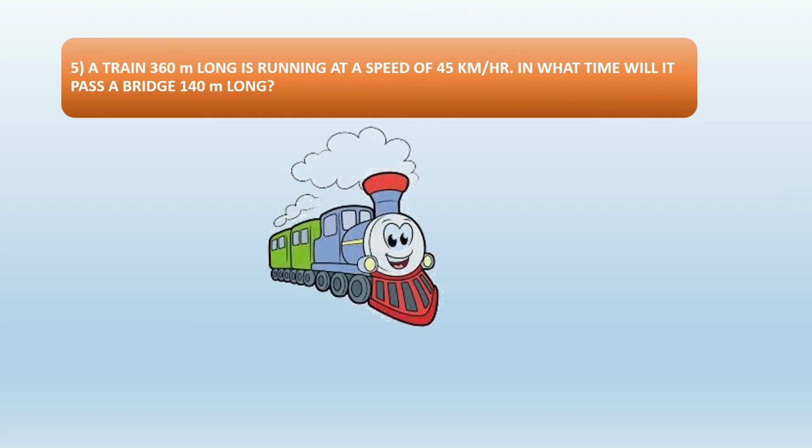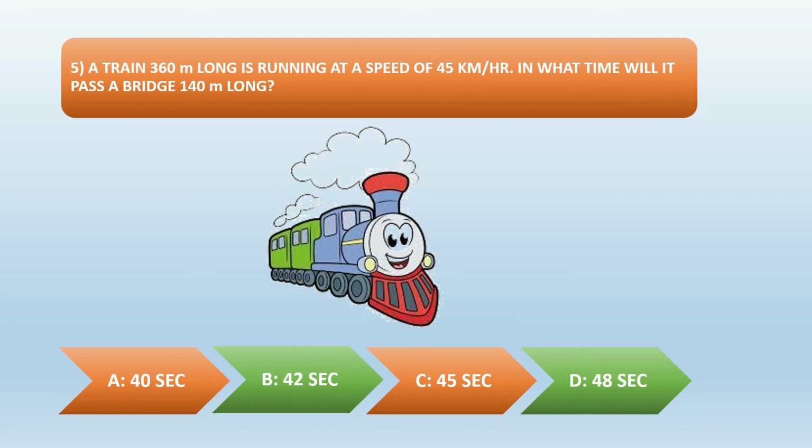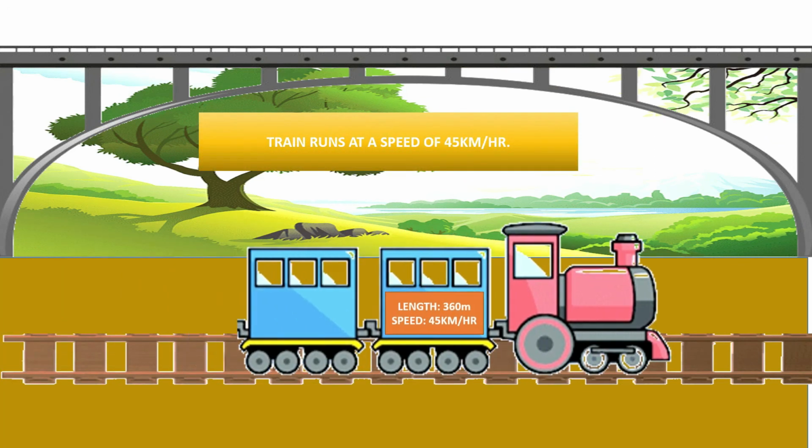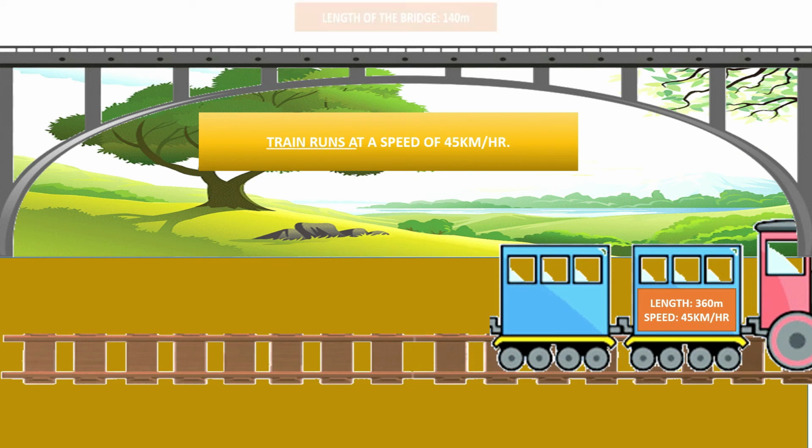The next sum: a train 360 meter long is running at a speed of 45 km per hour. In what time will it pass a bridge 140 meter long? The options are 40 second, 42 second, 45 second, 48 second. First, the train runs at a speed of 45 km per hour. The given data are the length of the train is 360 meter and the speed of the train is 45 km per hour. And there is a bridge and the length of the bridge is 140 meter.